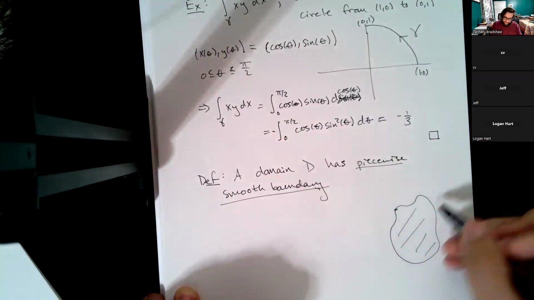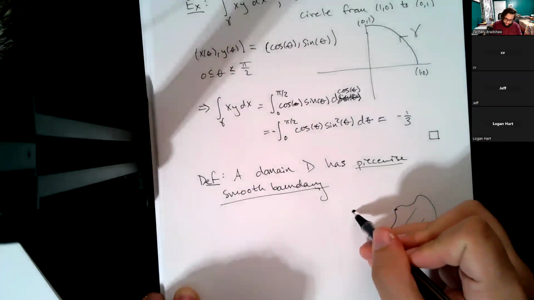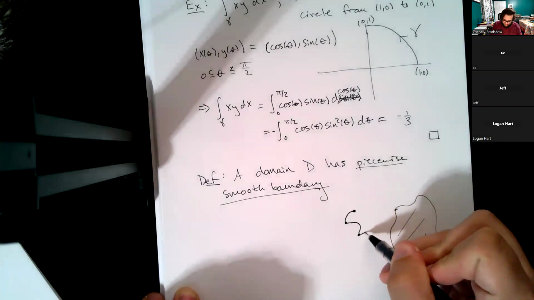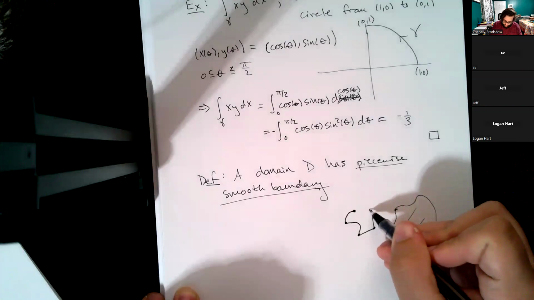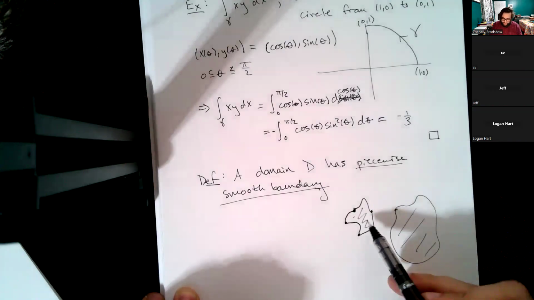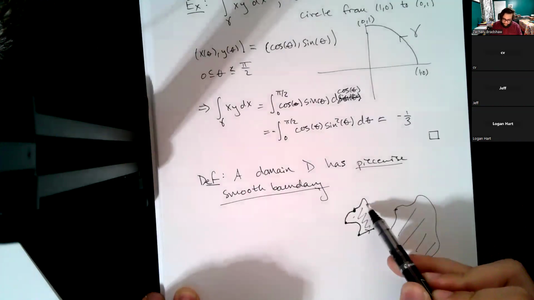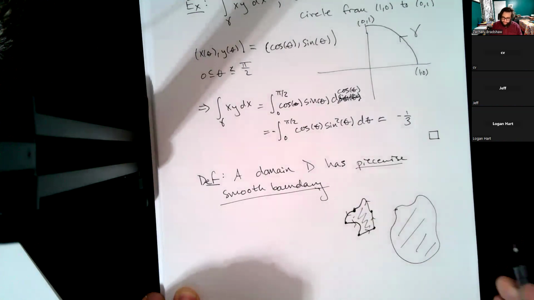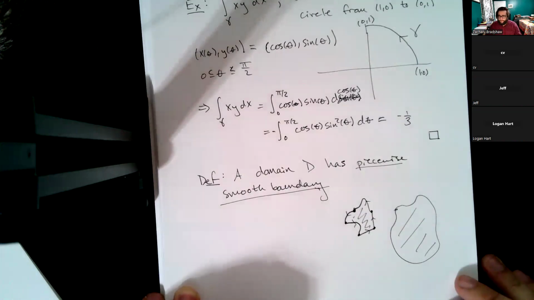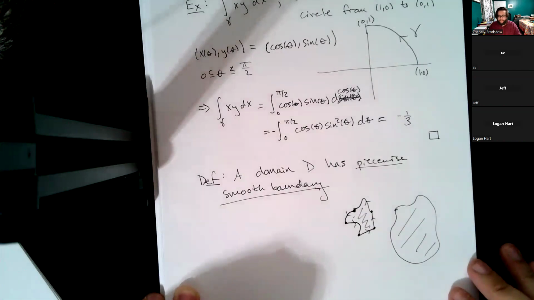So maybe it looks more like, maybe it'll look something like that instead. What matters is that at each of these individual components of the boundary, we have smoothness. And again, smoothness, all we really want to assume is continuous differentiability, but it's a lot easier to say the word smooth. So let's go with that. And there's no harm in over assuming.